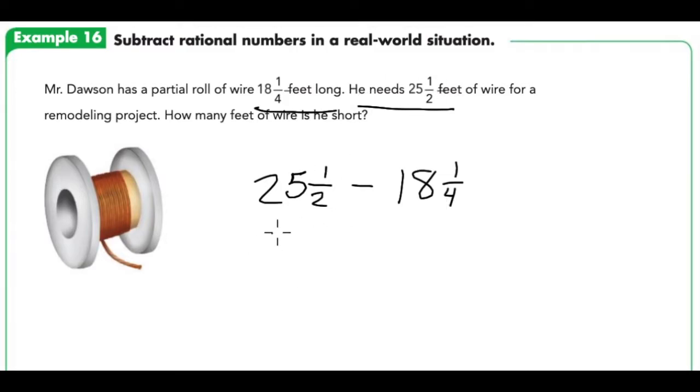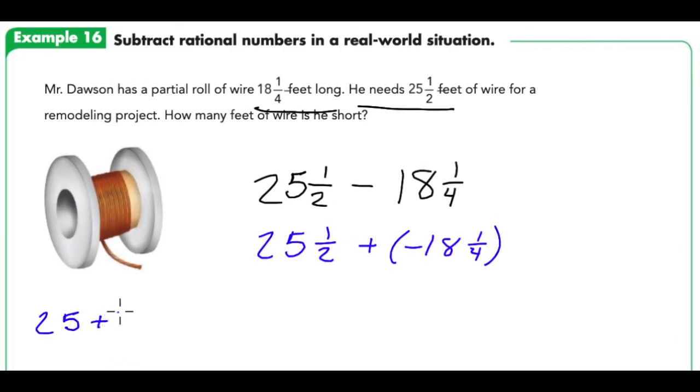Because we are dealing with some pretty big mixed numbers here, I'm not going to change it to improper. I'm going to split it up to find my answer. So our very first step would be to rewrite this as adding the opposite. So this is 25 and a half plus a negative 18 and a fourth. And I'm going to add my integers together. That is 25 plus a negative 18.